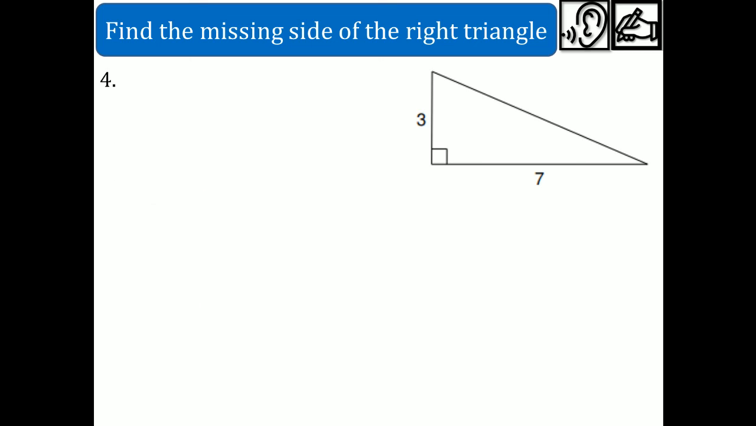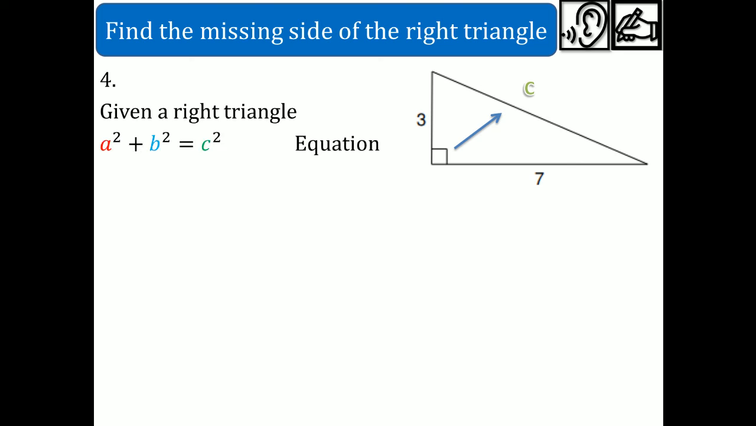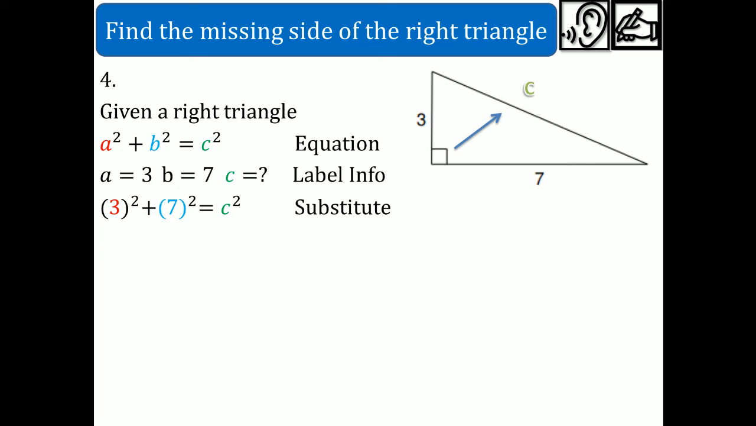Good? 4. Alright, given a right triangle, draw your arrow from your box to the opposite side and label it c. Please understand your equation for any right triangle is a squared plus b squared equals c squared. Label what a, b, and c are. In this case, a equals 3, b equals 7, and c equals your unknown. C represents the hypotenuse. Make that substitution in. 3 squared plus 7 squared equals c squared. 3 squared is 9. 7 squared equals 49. Add those together on the left hand side, you get 58 equals c squared.